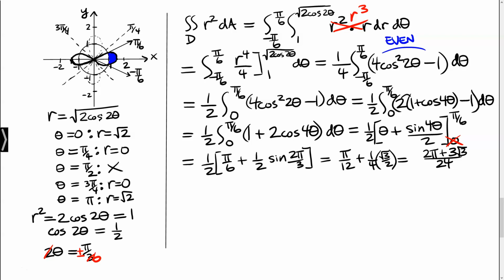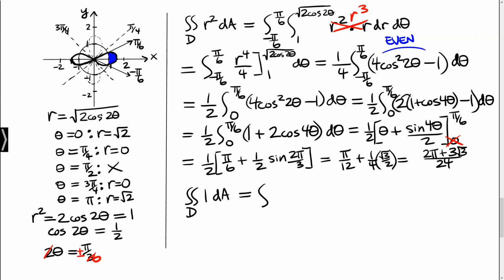Okay, so let's just keep this in mind. I'm not going to circle it or anything, but that 2 pi plus 3 root 3 all over 24, that's the double integral of r squared. So that's the total squared distance over this whole region. But we wanted the average squared distance. So we need to evaluate another integral. We need to evaluate the double integral of 1 dA.